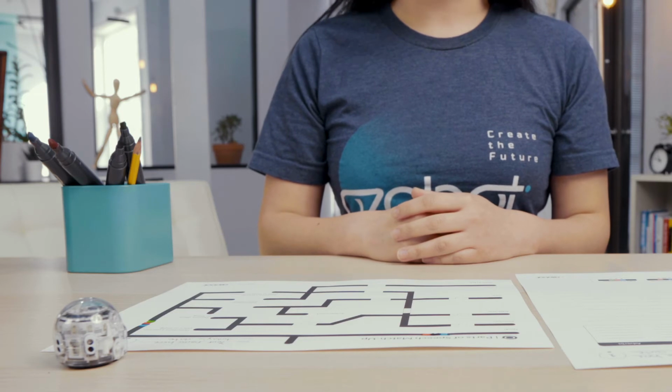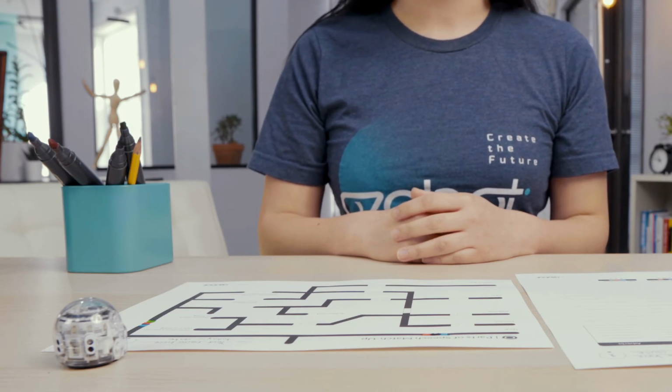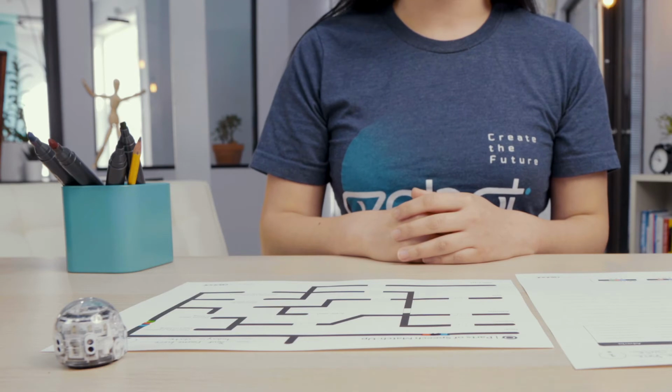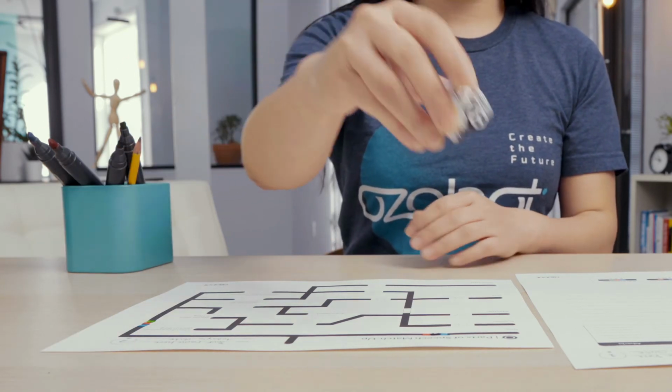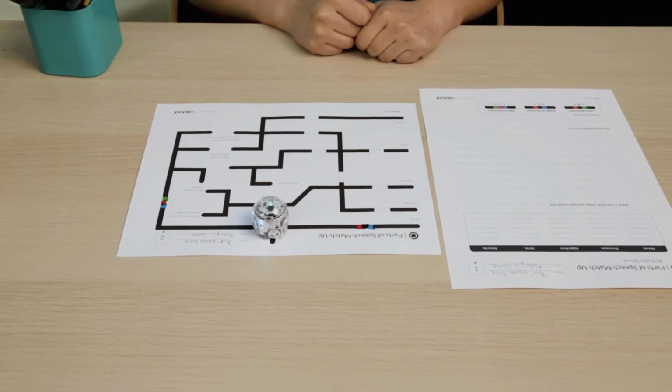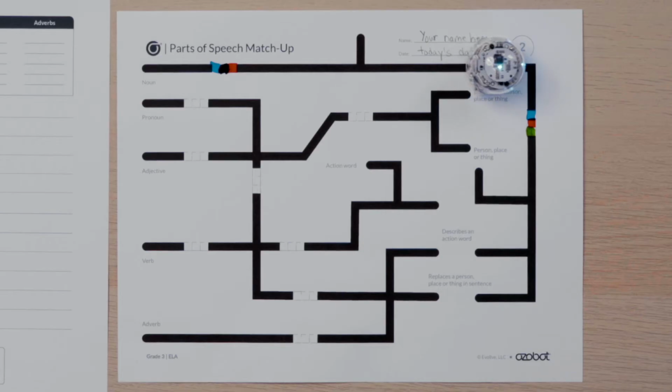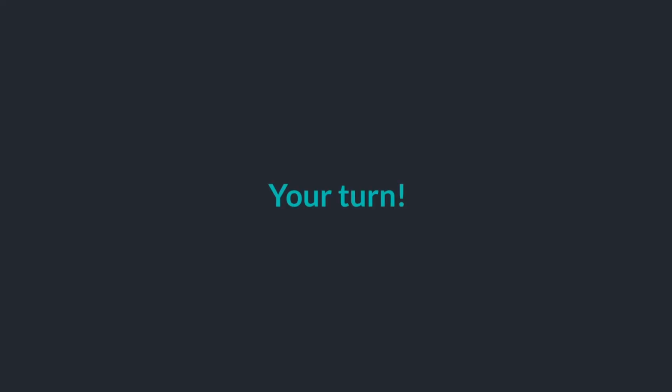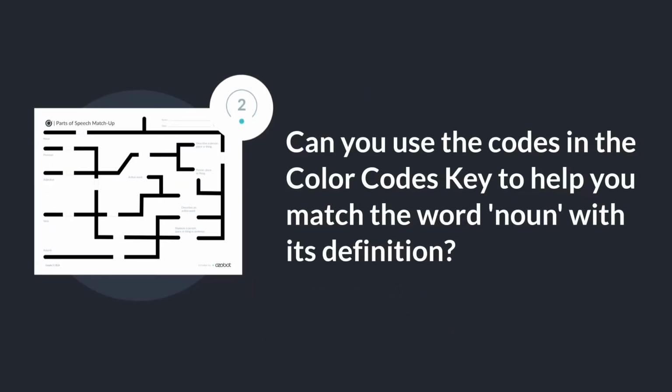Once your color codes are filled in, place your bot on the line next to the part of speech, noun. Then observe how it travels to the definition. Can you use the color codes in the color codes key to help you match the word noun with its definition?